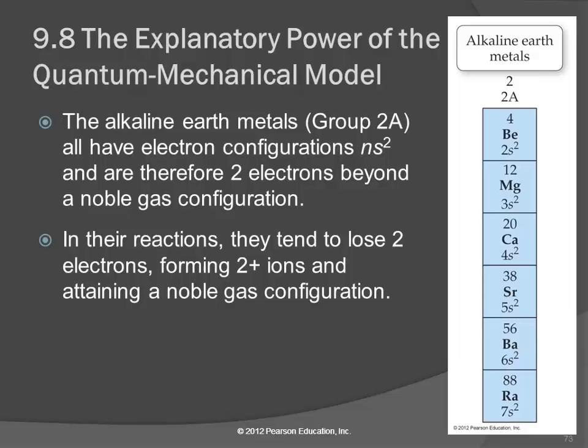So magnesium's going to lose its 2 valence electrons to become like neon in terms of its electrons. Its nucleus doesn't change, though. So that's why the group 2 metals all form +2 ions.